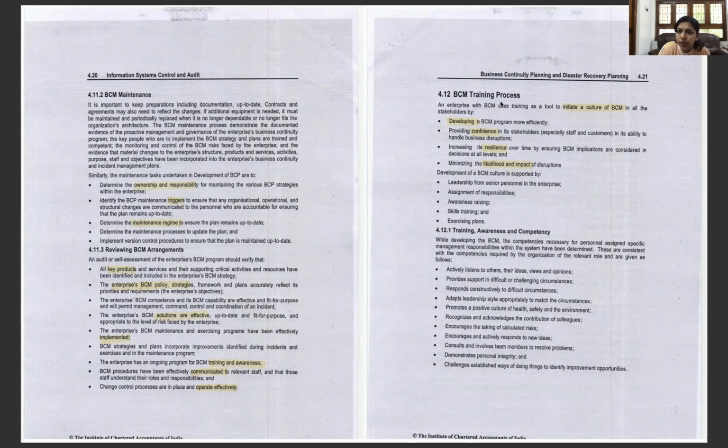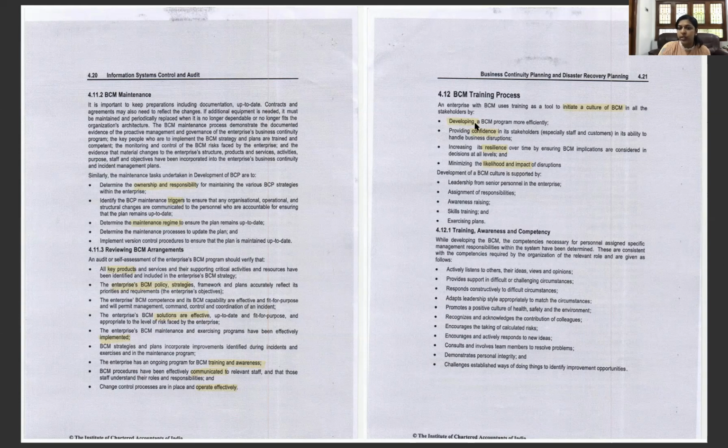Next, the training process. We have already seen that the users should be trained, because it is not enough if it's just documented. What is a training process? An enterprise with BCM uses training as a tool to initiate a culture of BCM. So through training them is how we instill that concept of BCM in them.